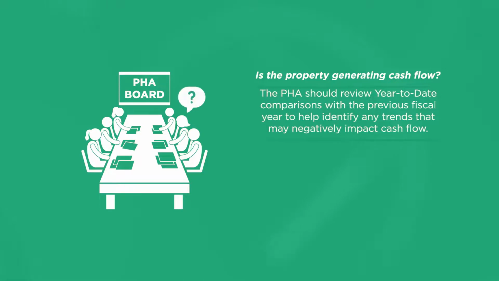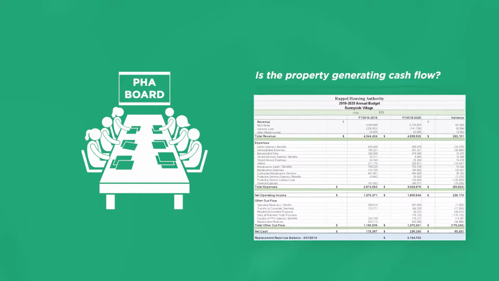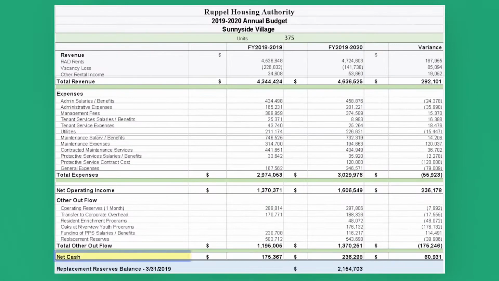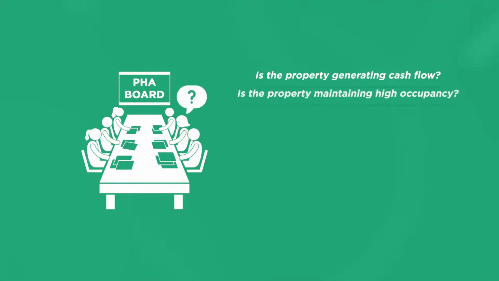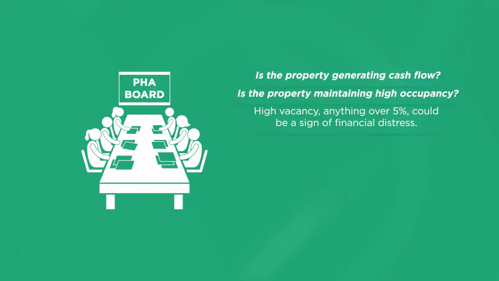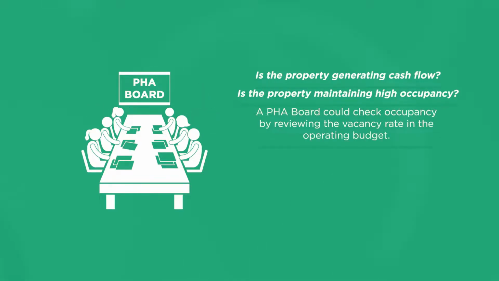The PHA should review year-to-date comparisons with the previous fiscal year to help identify any trends that may negatively impact cash flow. A PHA board could verify this by reviewing the operating budget. Is the property maintaining high occupancy? High vacancy, anything over 5%, could be a sign of financial distress. A PHA board could check occupancy by reviewing the vacancy rate in the operating budget.